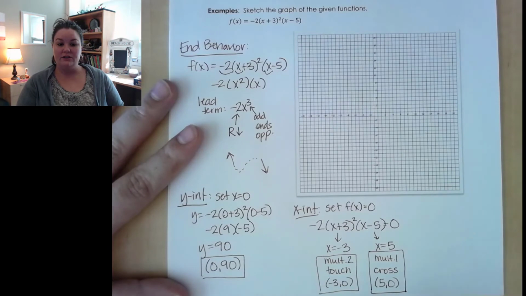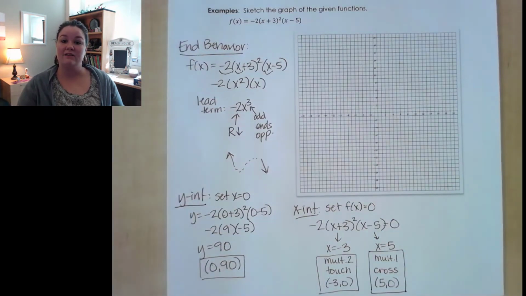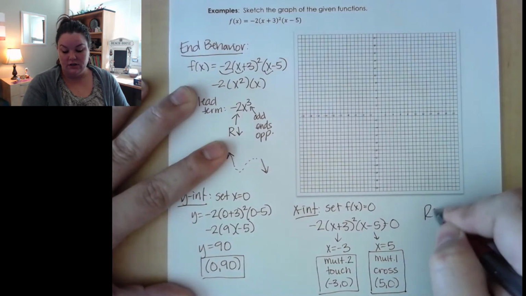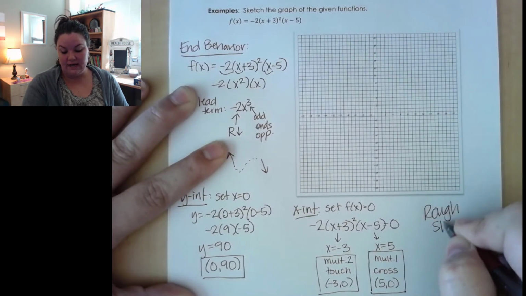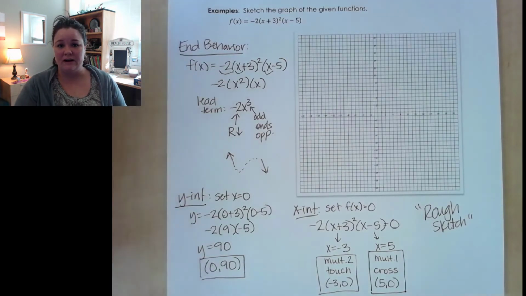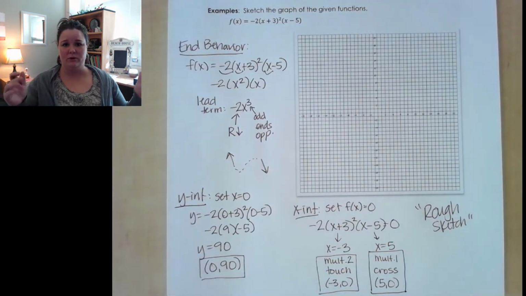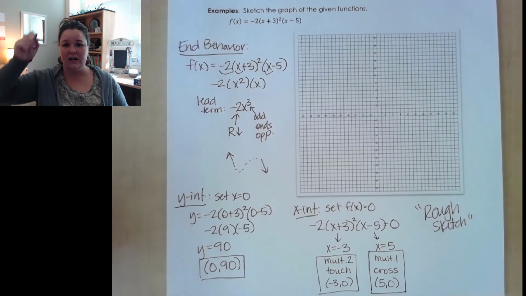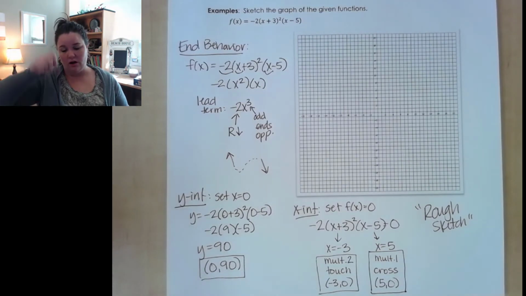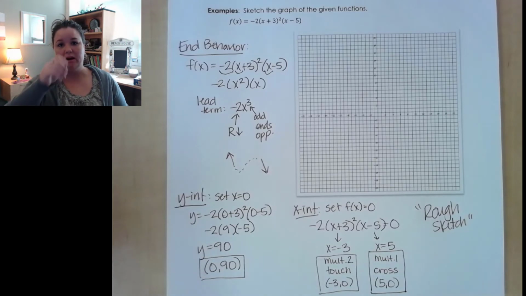So now that I have my two intercepts, I know my end behavior and I have my y-intercept, now I can go ahead and do a rough sketch. So I'm again going to say rough sketch here, because this is not going to be a completely accurate graph, because we're not going to plug in a bunch of additional points. So when we draw our shape, we're really not going to know how high up our loops go or how far down our loops go, right? I'm just looking for the general shape of this graph.